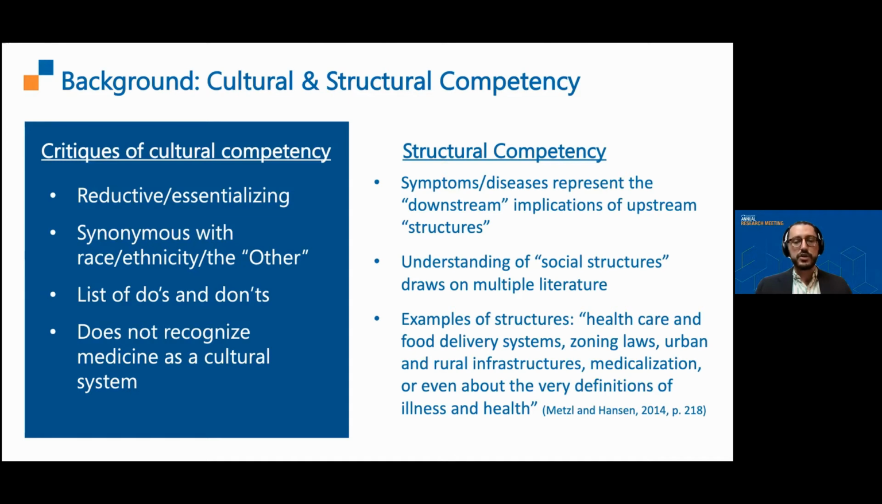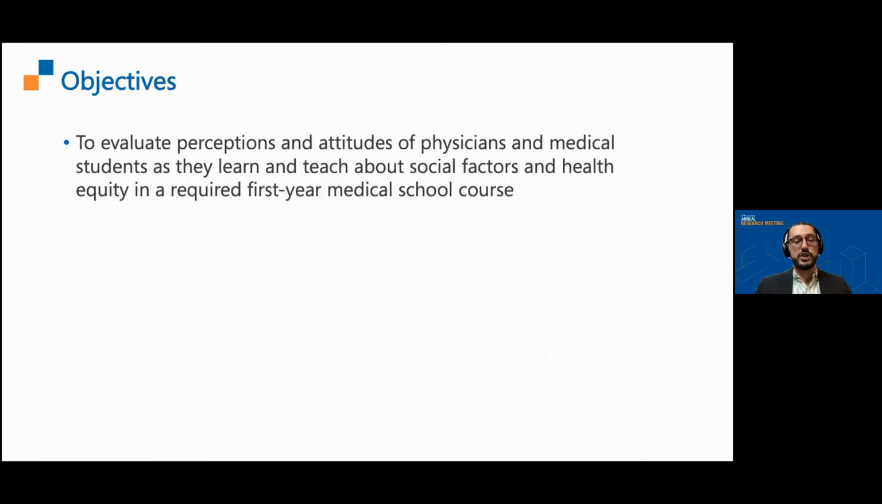Because of the multiple literatures, they also offer some examples of how these scholars are operationalizing the term structure. In particular, the examples they give are healthcare and food delivery systems, zoning laws, urban and rural infrastructures, medicalization as a process, and even the very definitions of health and illness themselves.